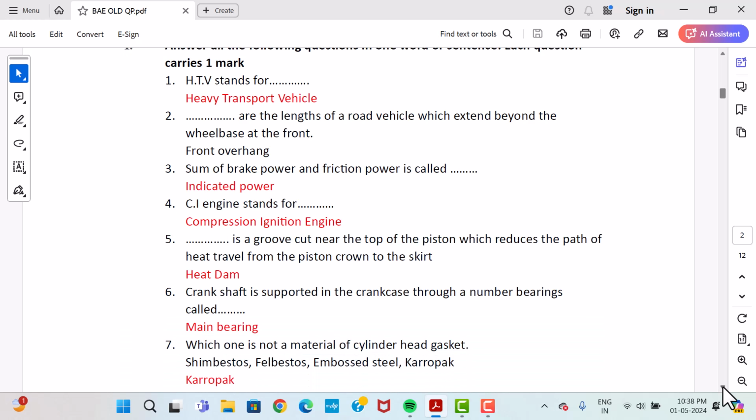Fourth question, CI engine stands for compression ignition engine. Fifth question, dash is a groove cut near the top of the piston which reduces the path of heat travel from the piston crown to the skirt. This is called a heat dam. Sixth question, the crankshaft is supported in the crankcase through a number of bearings called dash. This is called a main bearing.